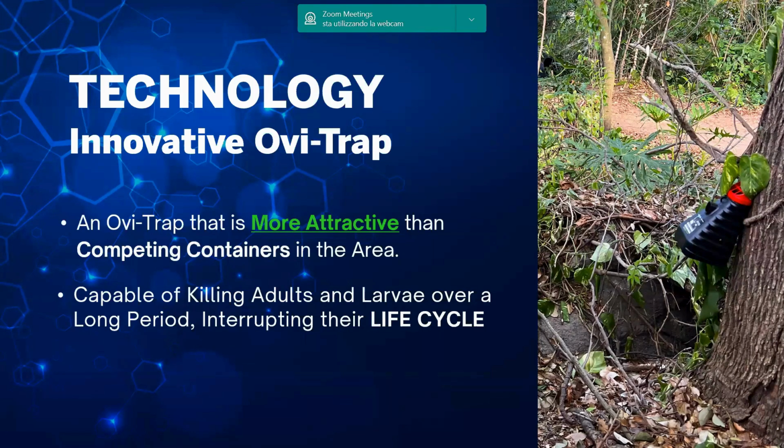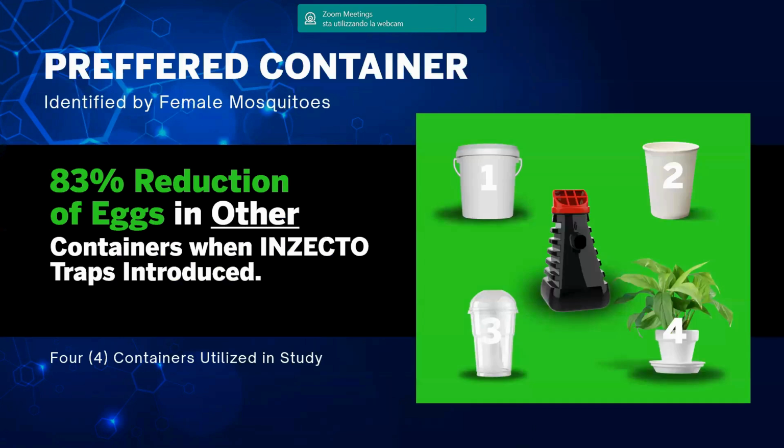In order to be capable and efficient, it needs to be more attractive than the competing containers in the area, and needs to be capable of killing both the adults and the larvae, in the sense that it needs to be able to interrupt the life cycle that I described earlier.